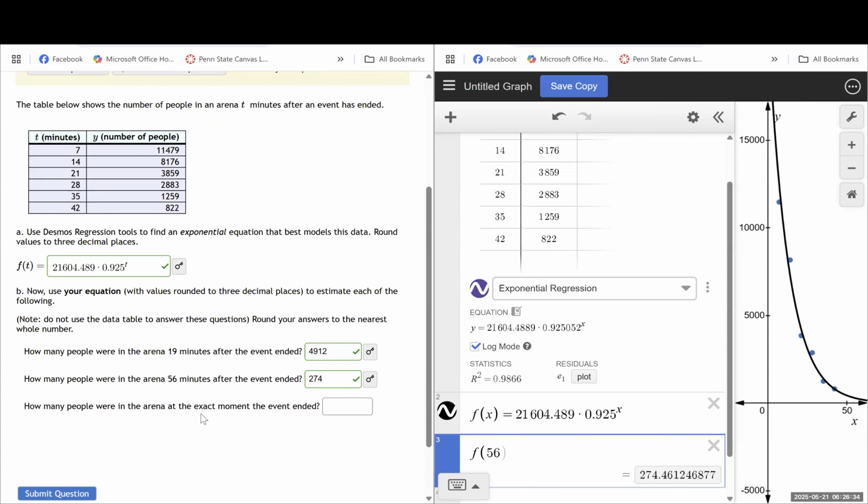And the last one is how many people were in the arena at the exact moment the event ended. The exact moment the event ended is when the time is equal to 0. I can evaluate that here, but I just want to point out that the result I'm going to get when t is equal to 0 is exactly the value of A. That's what A represents. It's our starting amount or starting quantity.